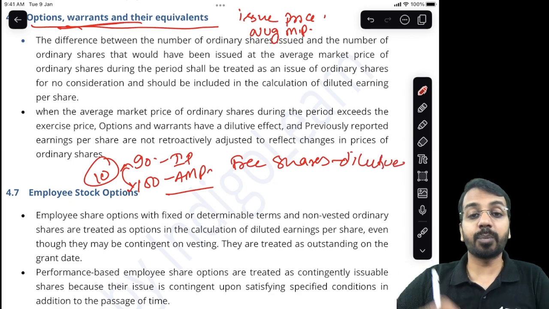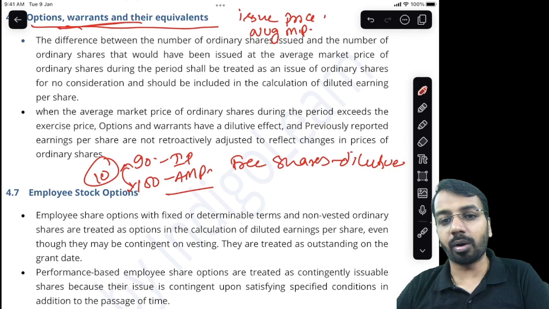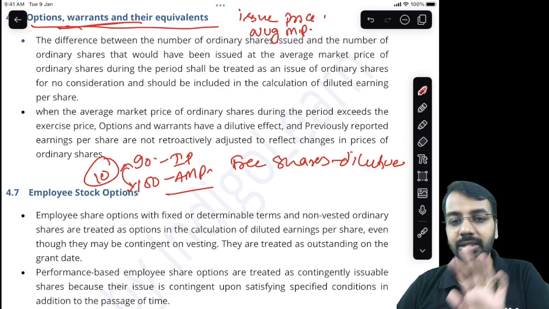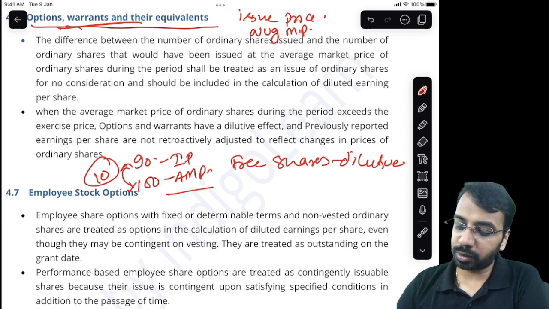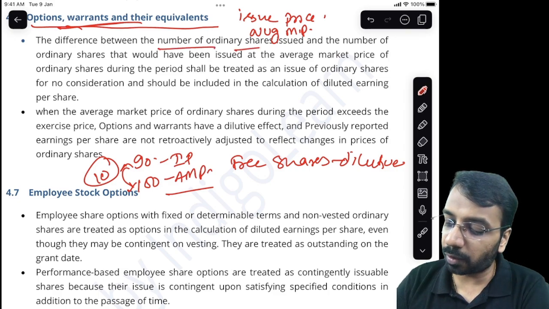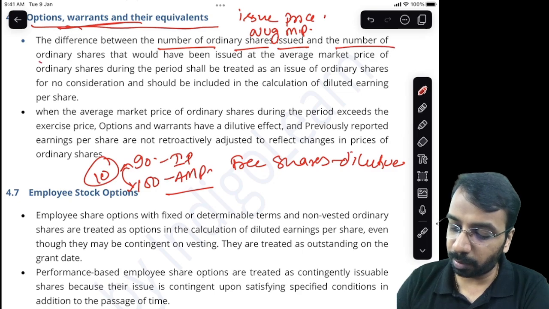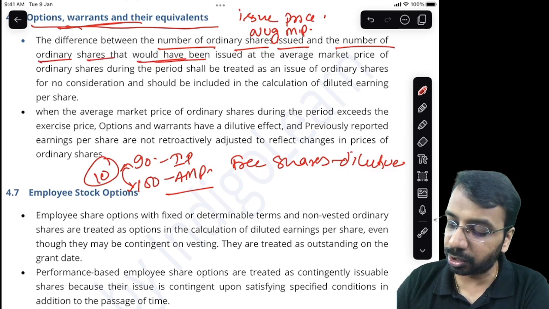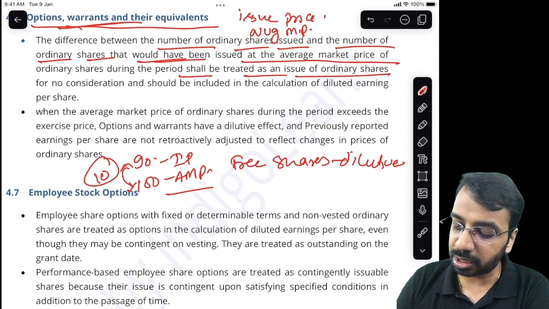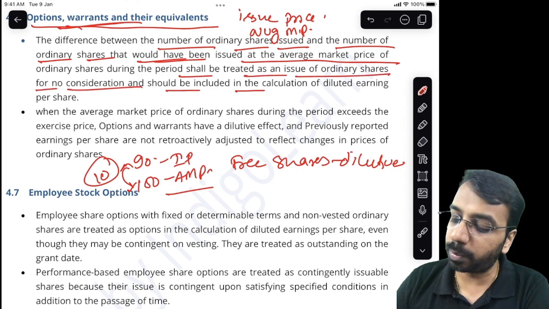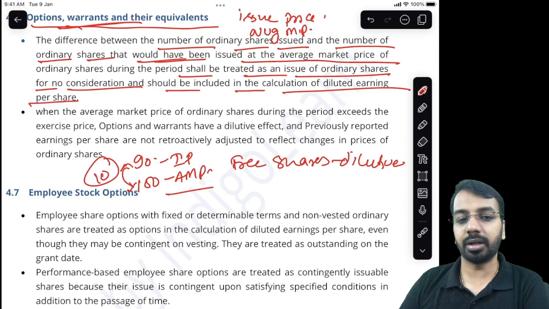For the portion of shares for which you have collected the amount, that is not dilutive, that is not anti-dilutive either. Okay, meaning to say, whatever is the difference between the number of ordinary shares issued and the number of ordinary shares that would have been issued at the average market price shall be treated as an issue of ordinary shares for no consideration and should be included in the calculation of diluted earnings per share.